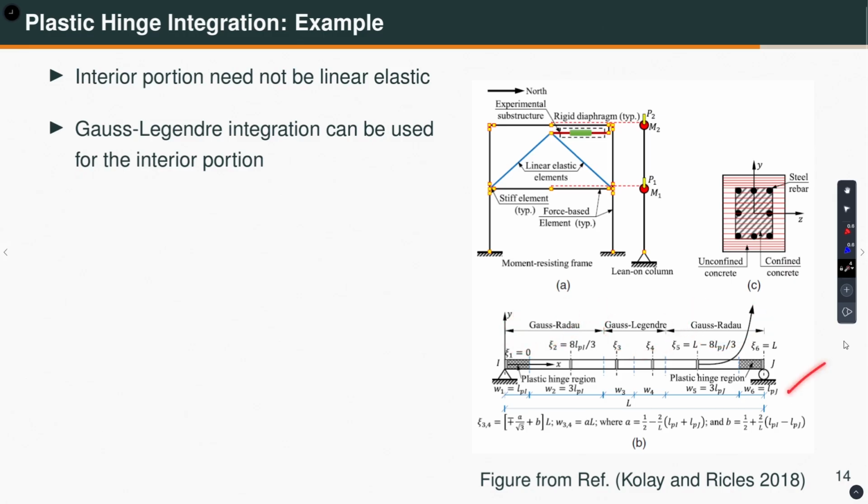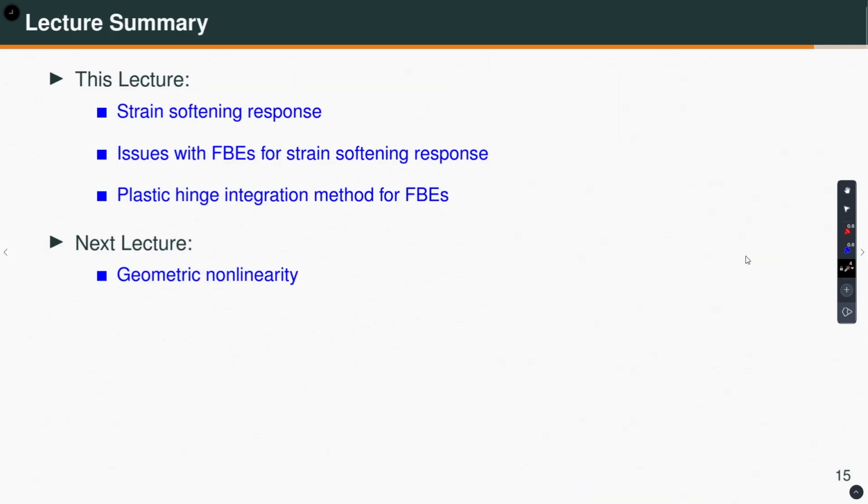So in this figure I have given you the weights for the end integration points. So this is Gauss-Radau, and then from here to here you have Gauss-Legendre, okay, and again on the right hand side you have Gauss-Radau. Okay. And here I am showing you a typical discretization of the cross section, where we are using confined for the core, unconfined for the cover, and these are the steel fibers. Okay. So with that, let us summarize what we have done.